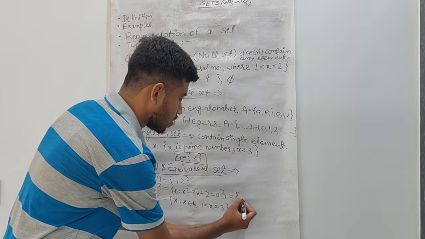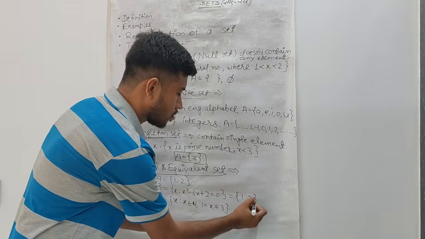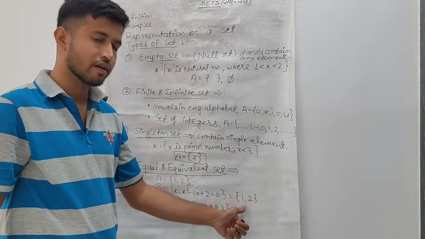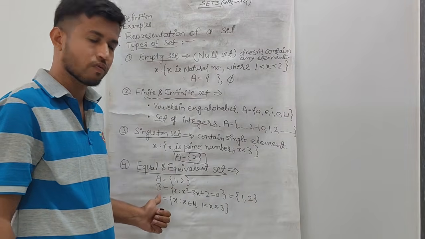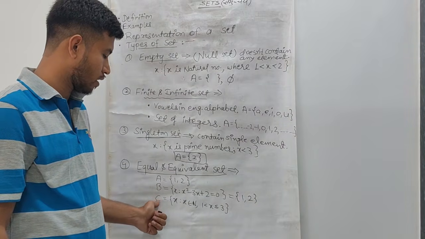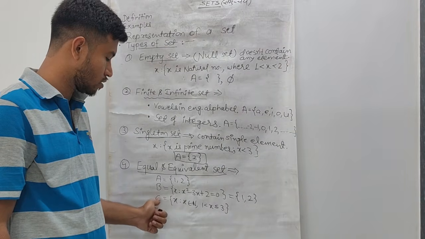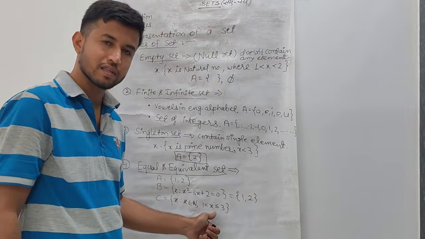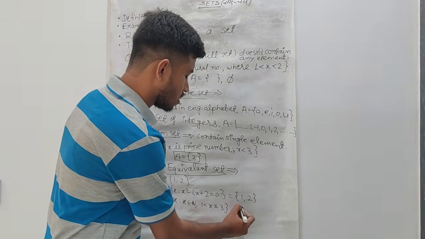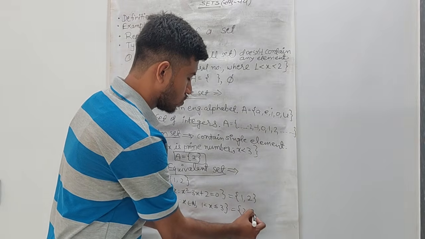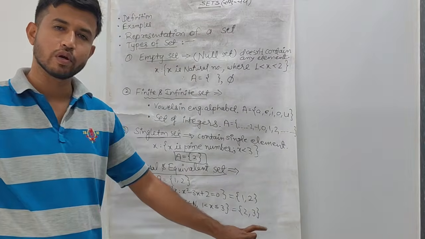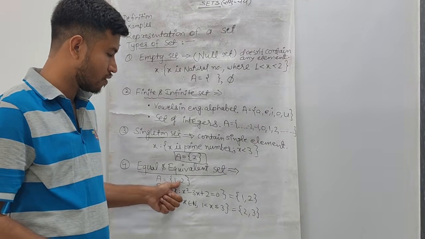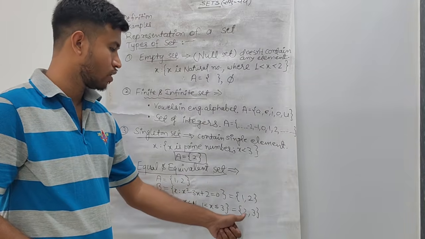So here, by the factorization method, we get 1 and 2 as the elements of x. Then we move to the third set C, where x belongs to natural numbers, greater than 1 and less than or equal to 3. So it will be 2 and 3. So we get the elements of all three sets: A is 1, 2; B is 1, 2; and C is 2, 3.